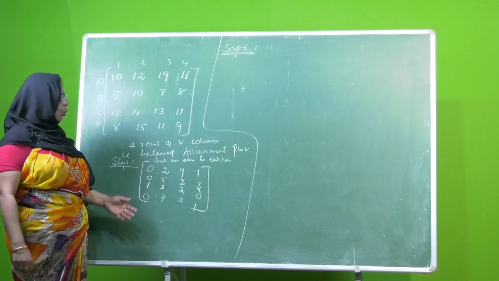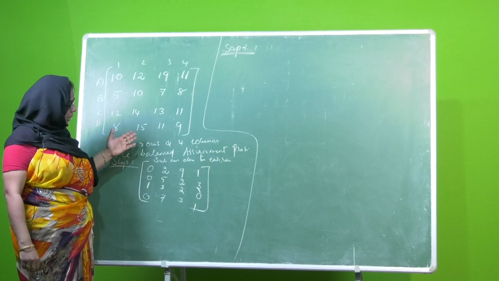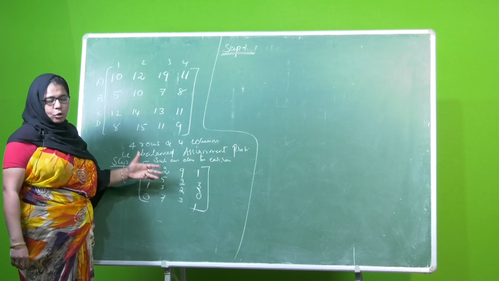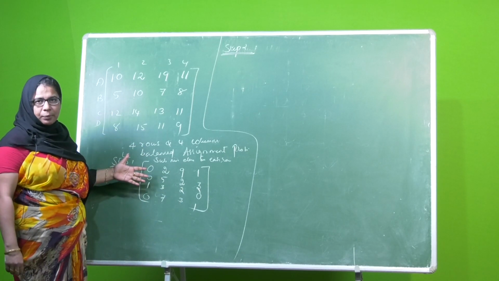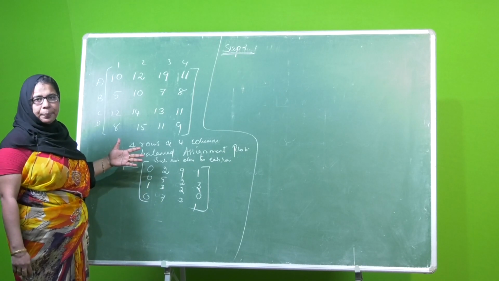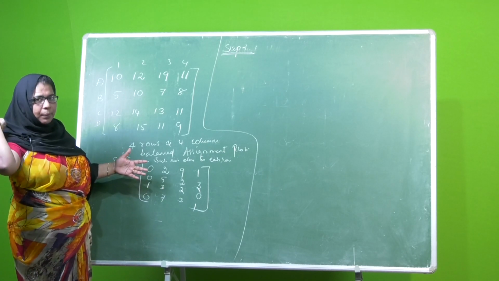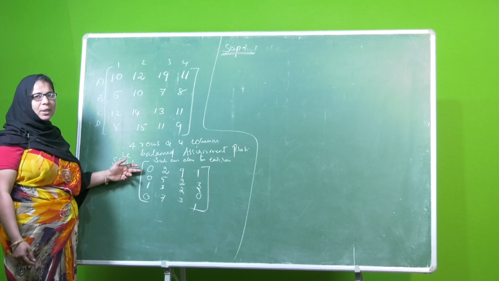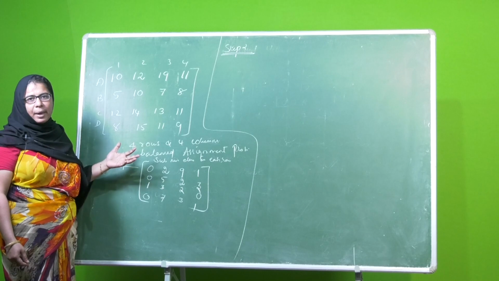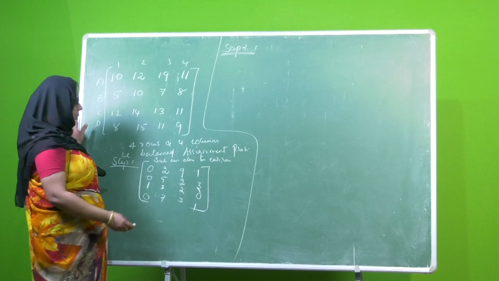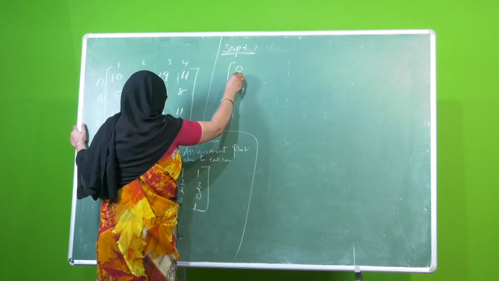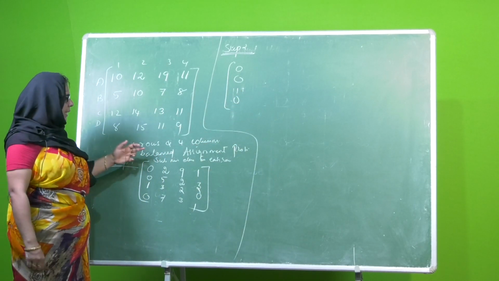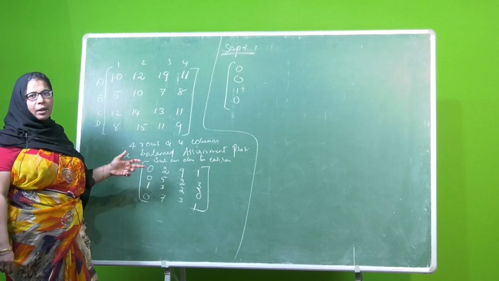Step 2, what is the minimum element in each column? Likewise, we have to check column-wise. So what is the minimum element in the first column? 0 is the minimum element in the first column. So the first column remains unchanged: 0, 0, 1, 0.